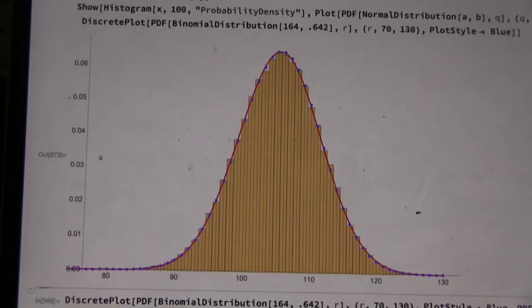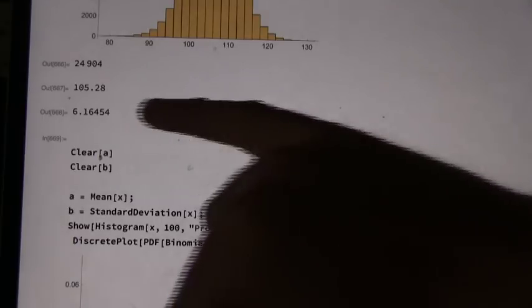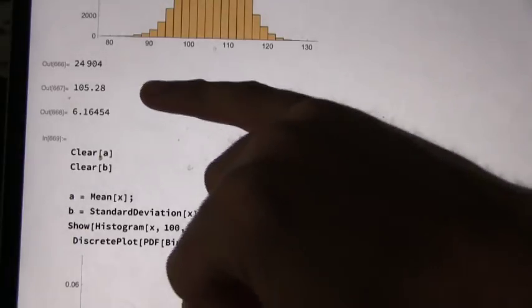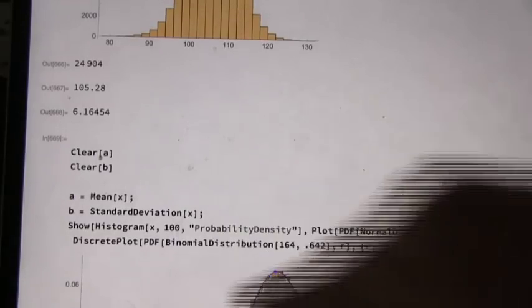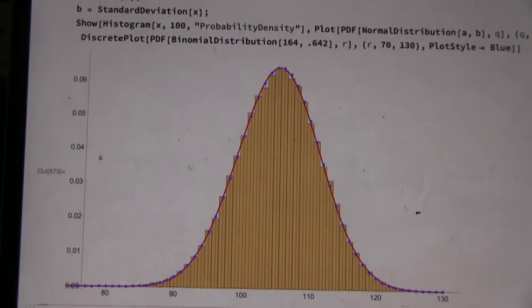Well, because, like you said, there's an average number of things you should expect, and a lot more times you'll get around that, and as you go farther and farther away, there's fewer times you'll actually get that. Okay. Up here you can see that our distribution has a mean of 105.28, which is basically what we were looking for, and a standard deviation of 6.16, which is a measure of how wide the distribution is. So we start getting a bell curve. Now I'm going to show you an example of one where this doesn't work so nicely.